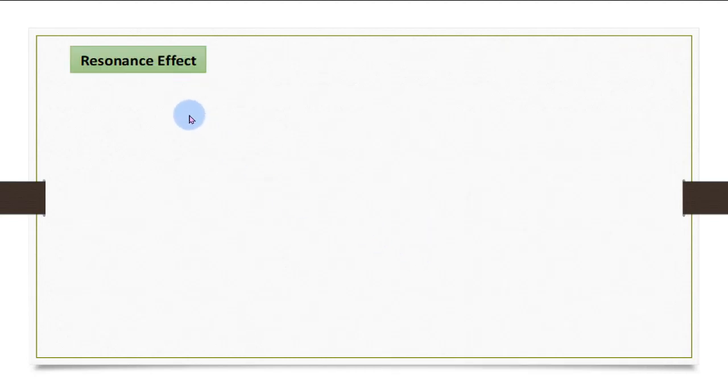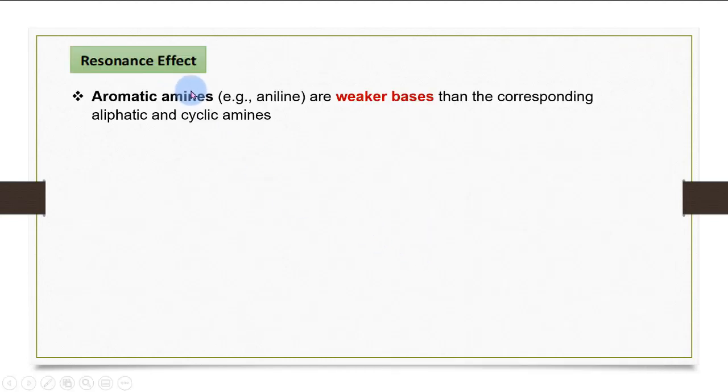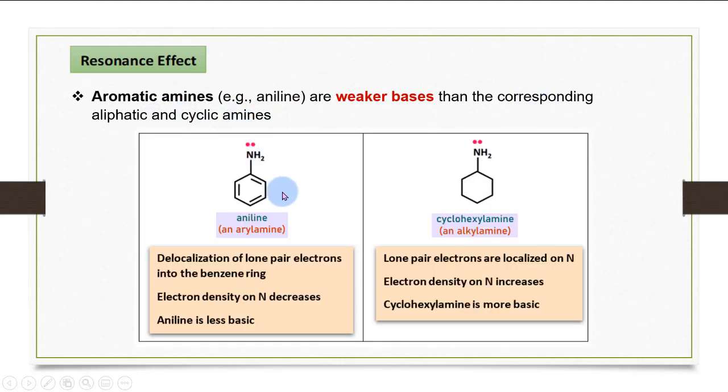And lastly, let's look at the resonance effect. Aromatic amines, which is aniline, are weaker bases than the corresponding aliphatic and cyclic amines. Comparing two similar structures, one is an aromatic amine with nitrogen attached to a benzene ring, and this one is an aliphatic amine. The name is cyclohexylamine, the common name.